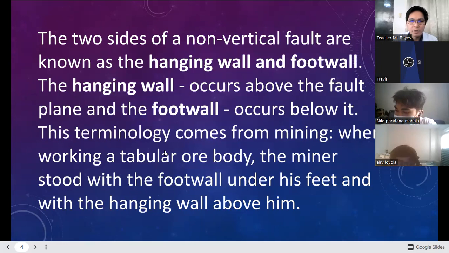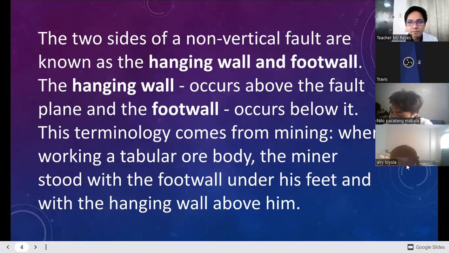This terminology comes from mining. When working in a tabular ore body, the miner stood with the footwall under his feet and with the hanging wall above him. So this is now the terminology. We extracted this from mining, or miners. They usually use footwall and hanging wall in the process, right? Do you have any questions so far with hanging wall and footwall?